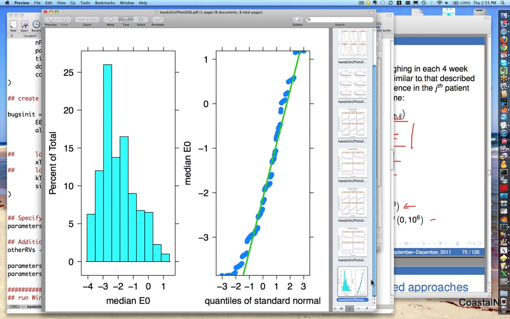And finally, there was that last plot I mentioned. This is a histogram of those individual-specific E0 values. Particularly, I took the posterior medians and plotted those here, and then on the right side it's a QQ plot to compare it to the standard normal distribution. We see maybe a hint of some kind of skewing here in both plots. So that makes one wonder.